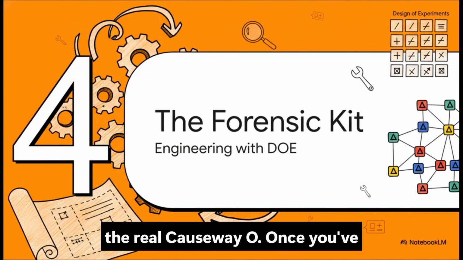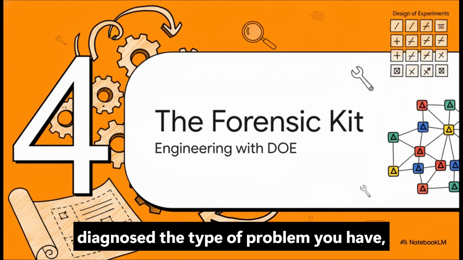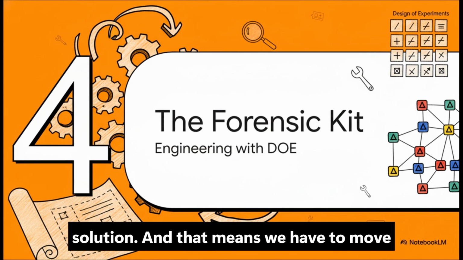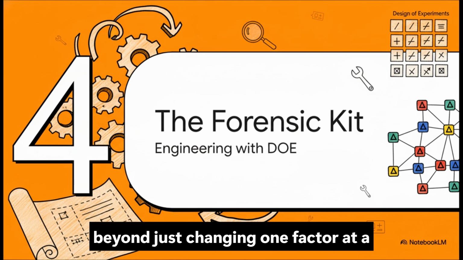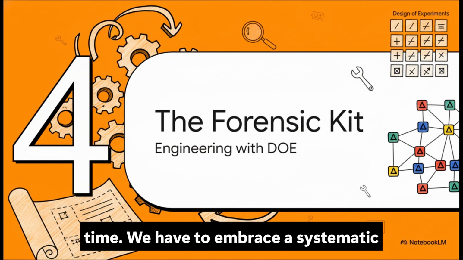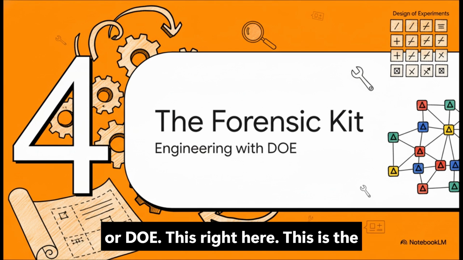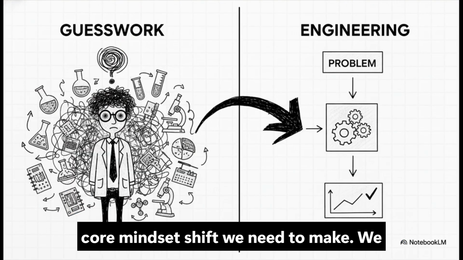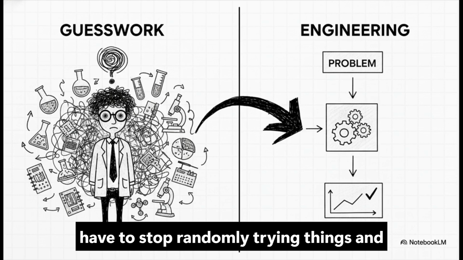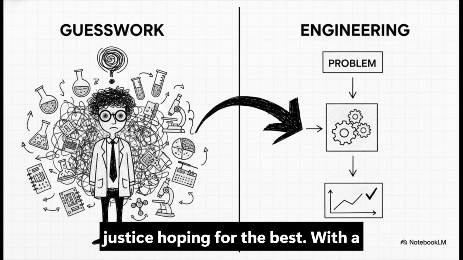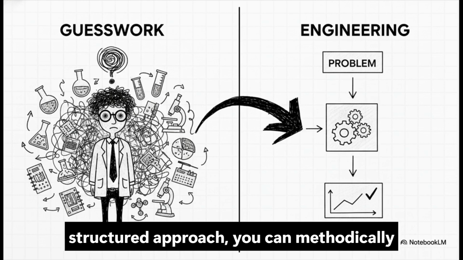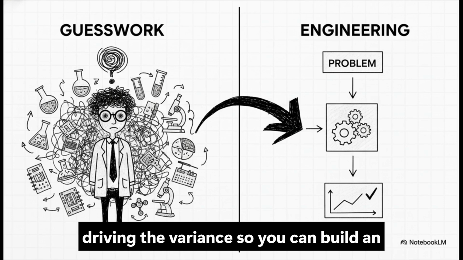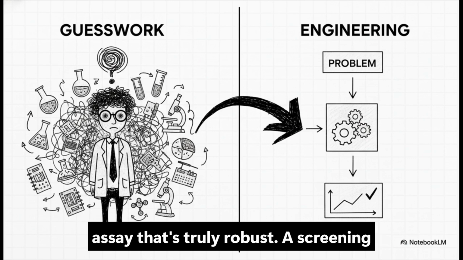So once you've diagnosed the type of problem you have, it's time to actually engineer a solution. And that means we have to move beyond just changing one factor at a time. We have to embrace a systematic framework called Design of Experiments, or DOE. This right here, this is the core mindset shift we need to make. We have to stop randomly trying things and just hoping for the best. With a structured approach, you can methodically and efficiently figure out what's really driving the variance so you can build an assay that's truly robust.